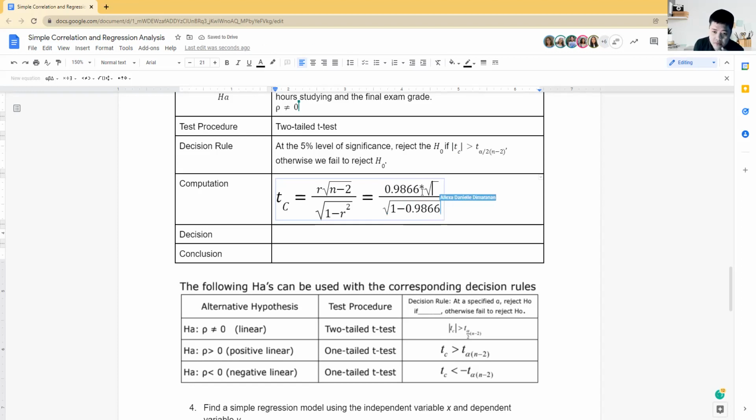Times, what's your N? Your N is the number of pairs. Alexa, go. Your N is 8, correct. So that will be N minus 2, which is 8 minus 2. Okay, go. Please plug this in your calculator, and whoever gets the value first, give me the computed value of T in 4 decimal places.